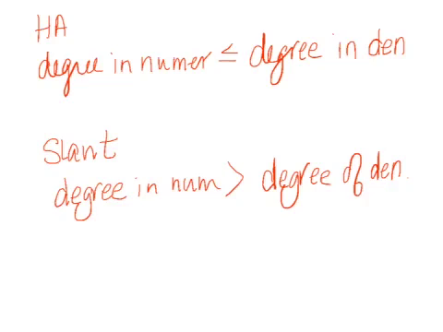So let me give you an example of a slant. Let's do the whole thing, and let me get a graph out for us too. This definitely has a slant. So f of x is equal to x squared plus 5x plus 7 over x plus 2.